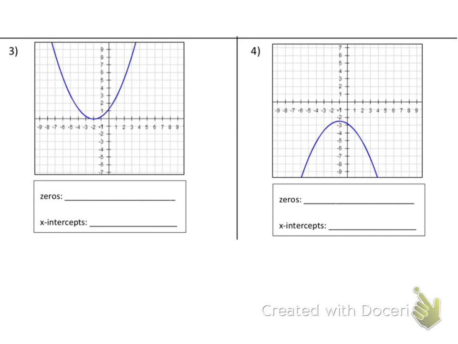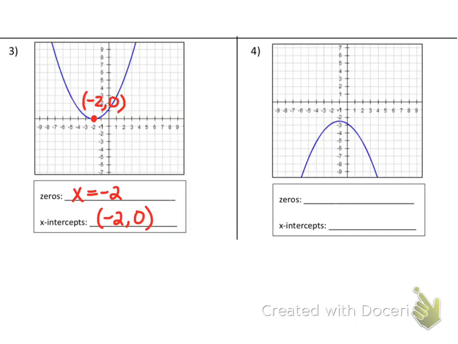In the next example, it looks like our parabola only crosses the x-axis at 1 point, and that 1 point is (-2, 0). So the zero is the x value of the x-intercept at x equals -2. Our x-intercept is (-2, 0).